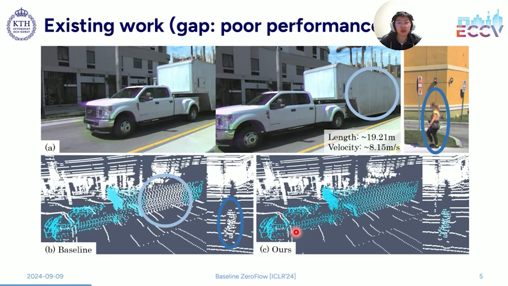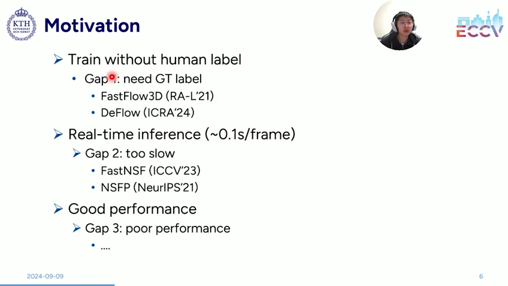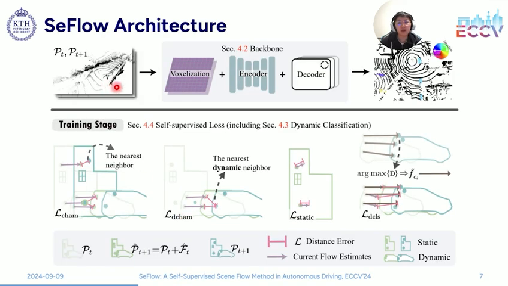Finally, the last limitation of existing self-supervised methods which can run in real time is unsatisfactory performance on moving objects, especially small objects. The reason behind this is ignoring the point imbalance due to lack of ground truth, and also ignoring object level motion constraints. So our motivation is to train a network without human labels, with real-time inference for afterward autonomous driving applications, and good performance in scene flow estimation. Here is our SeFlow architecture figure.